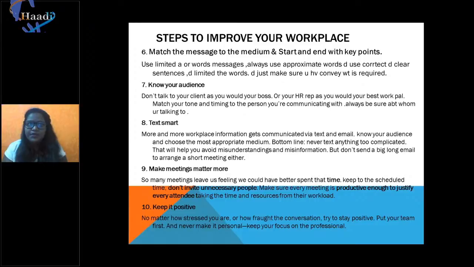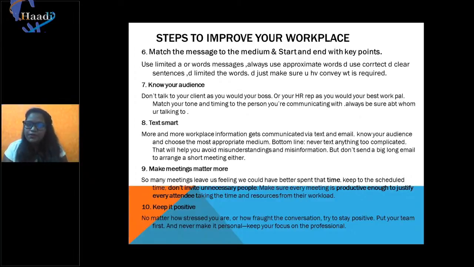The seventh point is know your audience. If you are a boss, make sure you understand that the other person is your employee, and that the way you talk and your tone match. The tone includes our voice tone, our facial expression again, and the timing of how you communicate with the person. So just understand who the other person is.